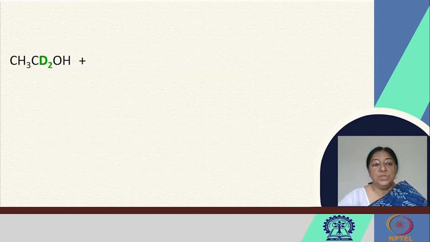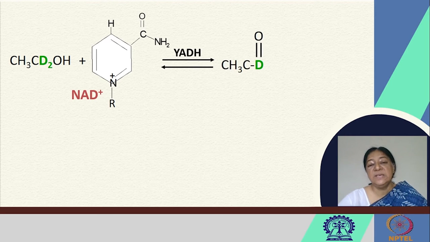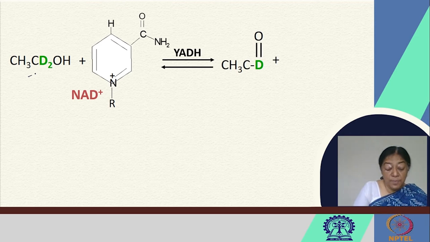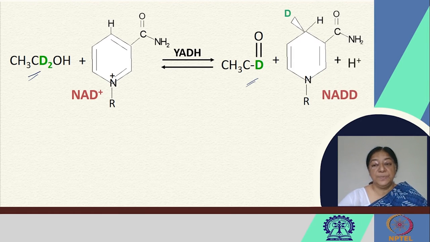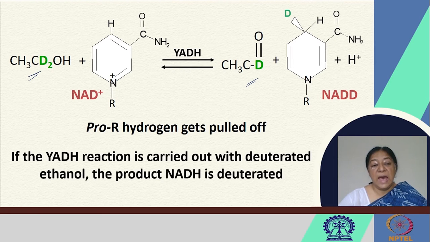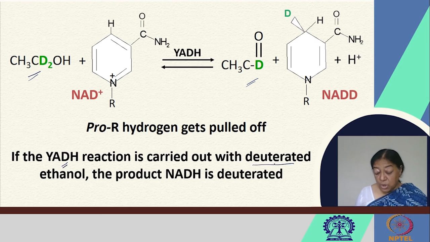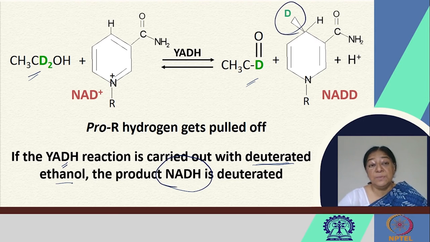So if we look at the specific reaction now, where we have the conformation, the enzymatic activity occurs in yeast alcohol dehydrogenase. There is a way in which we can form from the substrate ethanol to the product acetaldehyde, giving us our overall reaction. And from this, we understand that the pro-R hydrogen is removed. And if the particular enzymatic reaction is carried out with deuterated ethanol, we see that the product NADH is deuterated. So this gives us an idea about the enzyme activity, about the enzymatic mechanism.